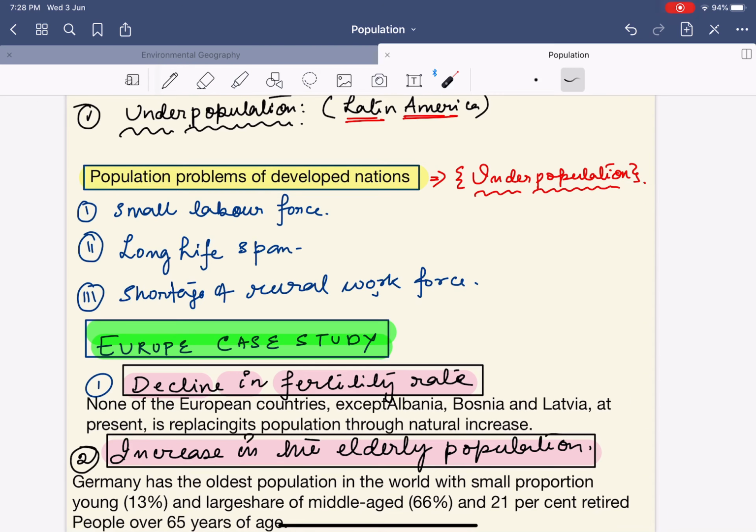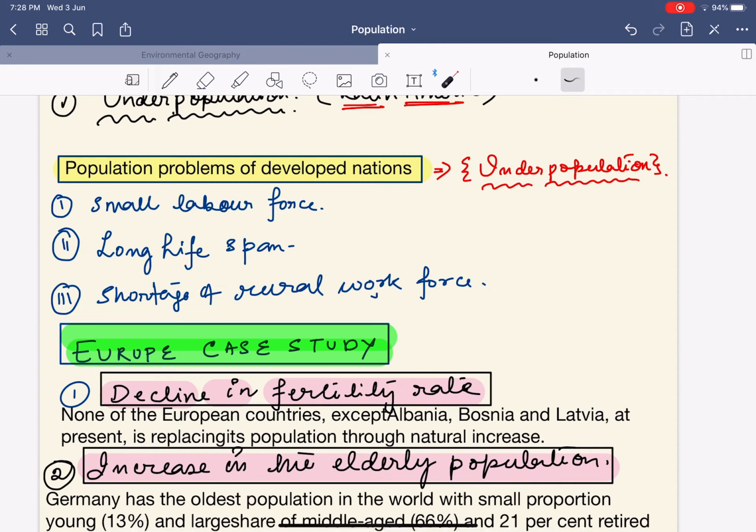Now, what is the problem with the developed nation? One of the biggest problems of the developed nation is underpopulation. What does underpopulation mean? They do not have the necessary population, or the population is below the optimum level. That is the simple definition we can provide for underpopulation. Now, if you are having underpopulation, then obviously we'll be having a small labor force. Again, the long lifespan. What is this long lifespan? It means that the people over there live a healthy life and a long life.